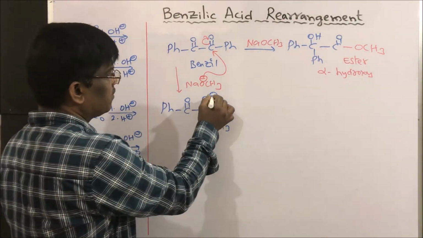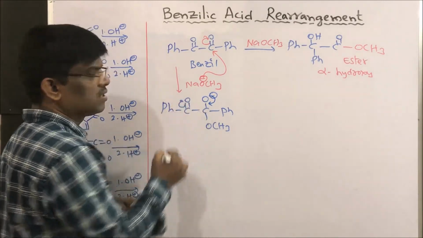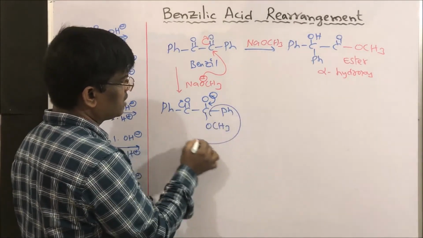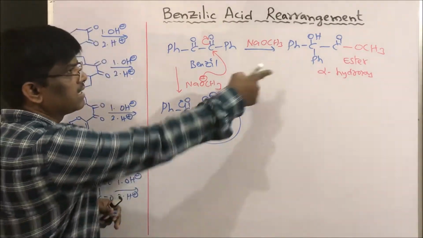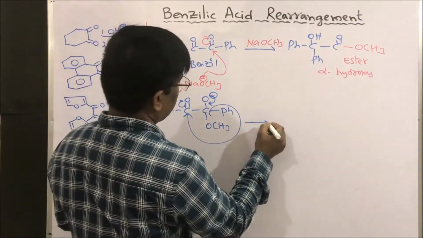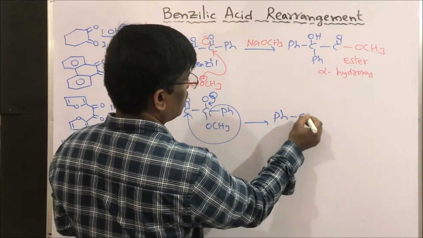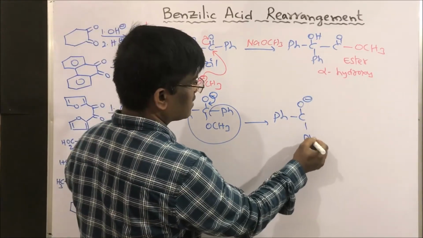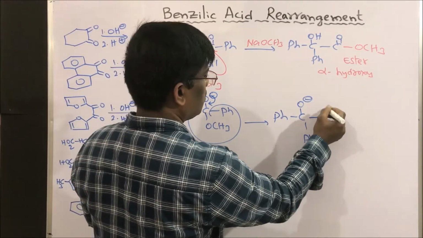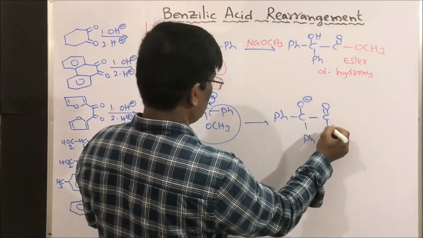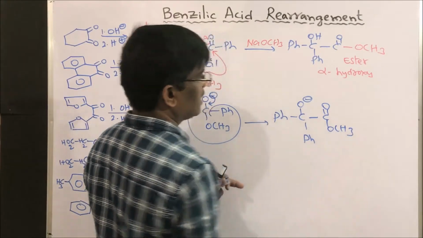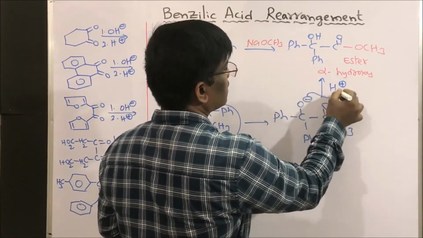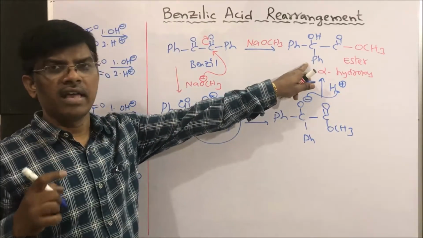What happens when it comes here? This goes here, and this phenyl ring comes here to give this diphenyl, or I can write here itself phenyl O minus, and this phenyl has come here, and double bond O and OCH3. When we add H plus ions, it takes up H plus and it is going to give the ester.